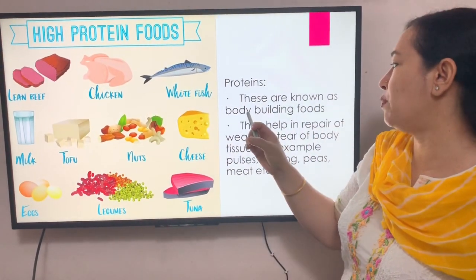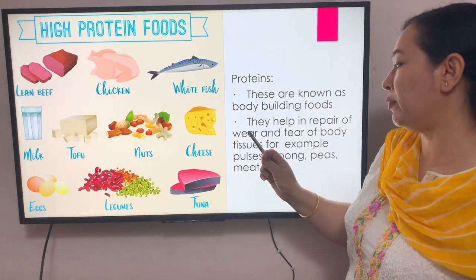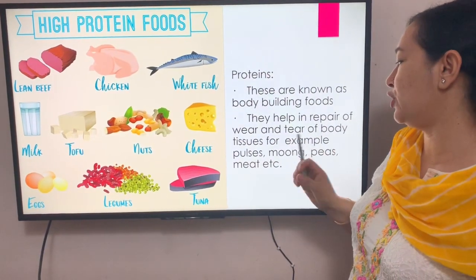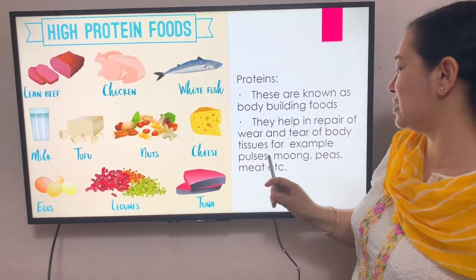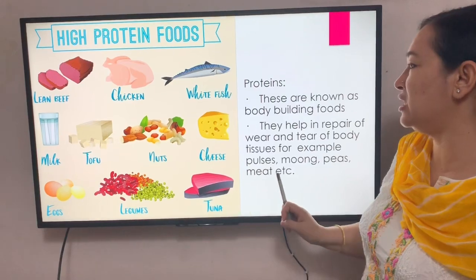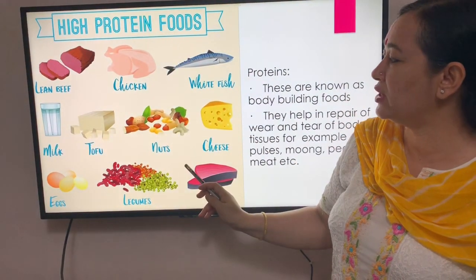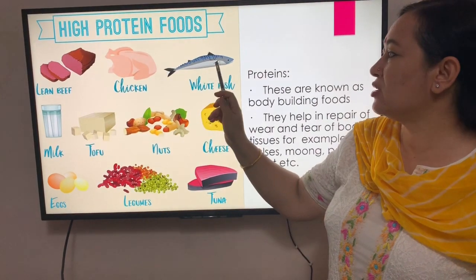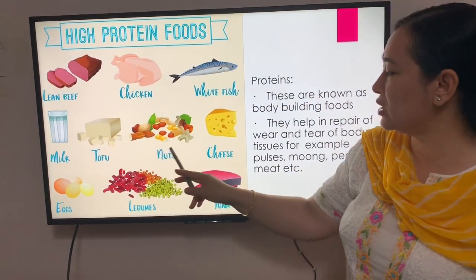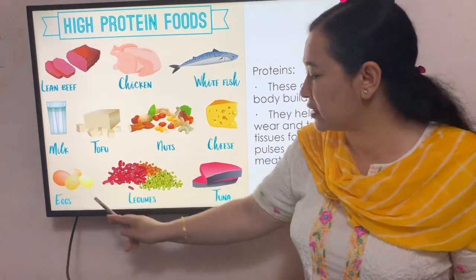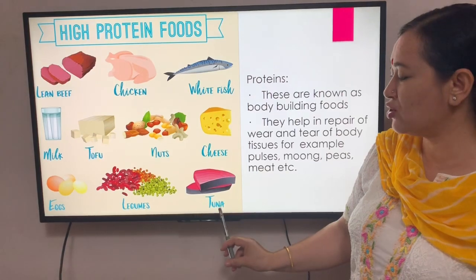Now, the next component of food is protein. These are known as body building foods. They help in repair of wear and tear of our body tissues. For example, the examples of proteins are pulses, moong, peas, meat, etc. Other examples are shown here with the help of these pictures. This is fish, chicken, meat, milk, tofu, nuts, cheese, eggs, legumes, and this is another kind of fish which is called tuna.